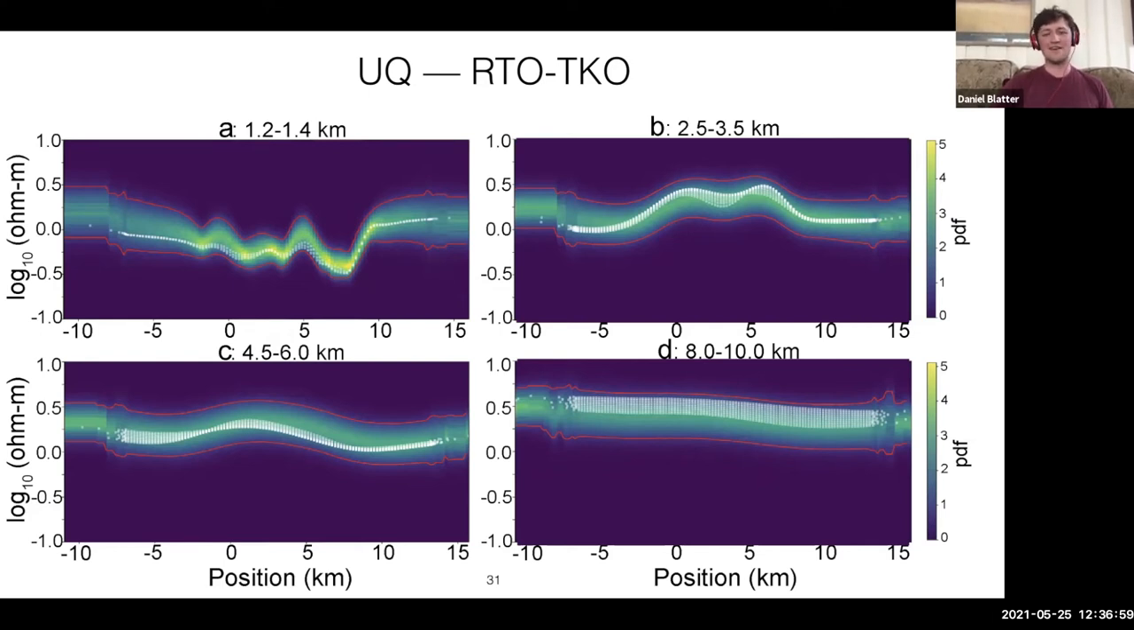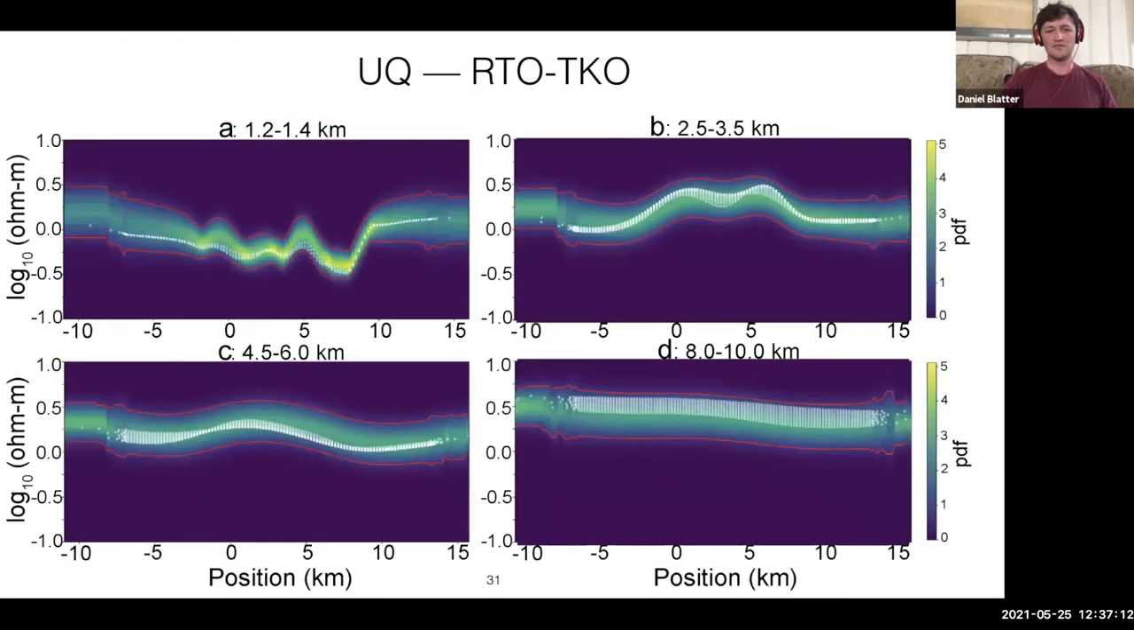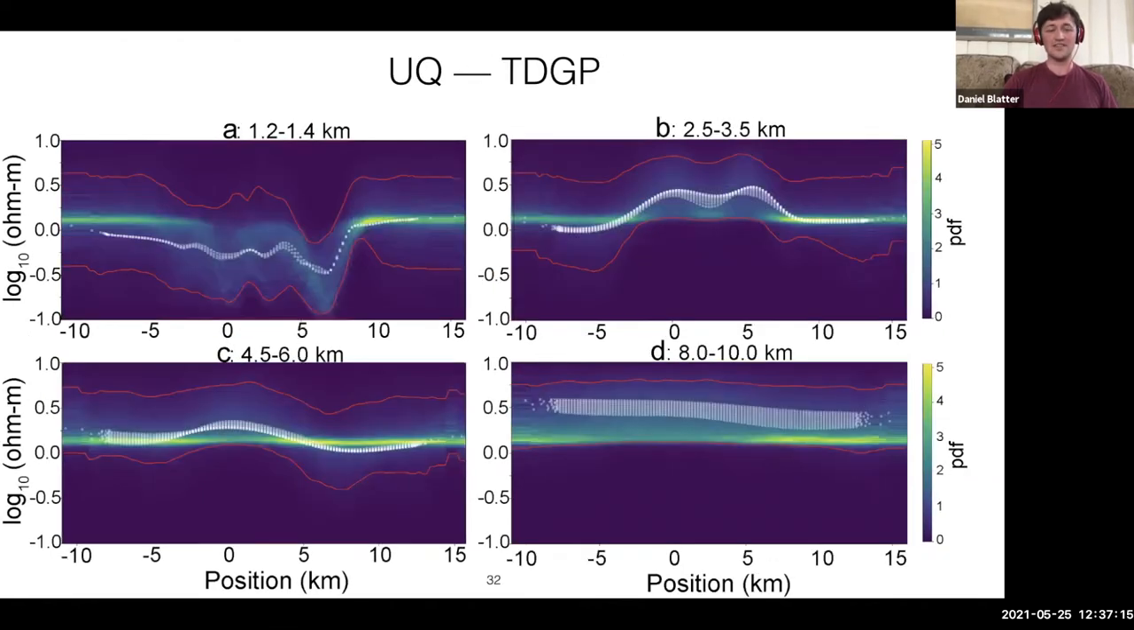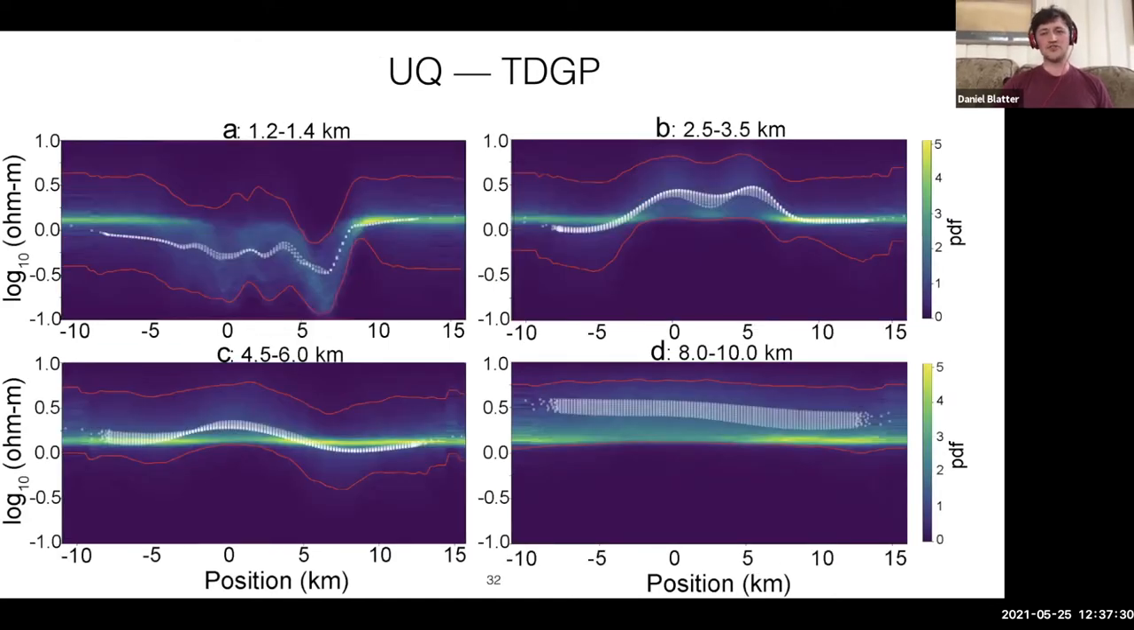But let's compare this now to uncertainty obtained using TDGP, this sort of transdimensional MCMC method. These are the exact same depth slices using the exact same forward operator and the exact same resistivity mesh. Just flipping back and forth between these two, you can see there are significant differences between them. The RTO-TKO posterior is a little bit tighter. The 90% credible interval is narrower. The probability density tends to be more concentrated. The TDGP features these sort of horizontal stripes, and a much wider 90% credible interval.